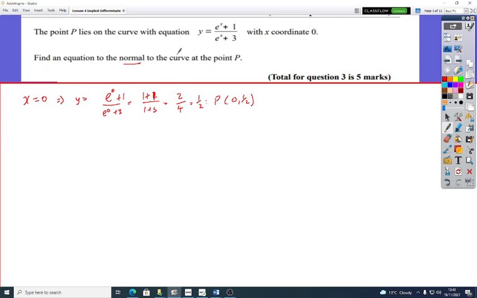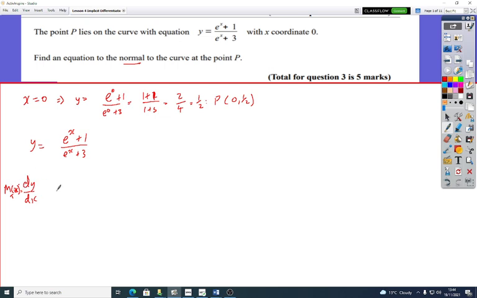Now, in order to find the equation of the normal, before I can find the normal gradient, I need to find the gradient of the tangent. So if I have y equals e to the x plus 1 over e to the x plus 3, I need to differentiate this. I need to find what dy dx is. Now this dy dx is the gradient of the tangent at a particular x point.